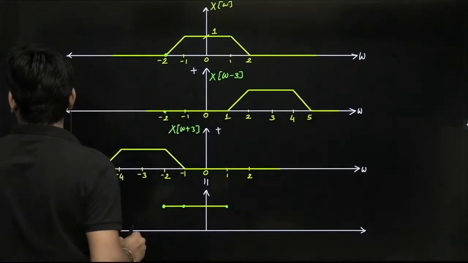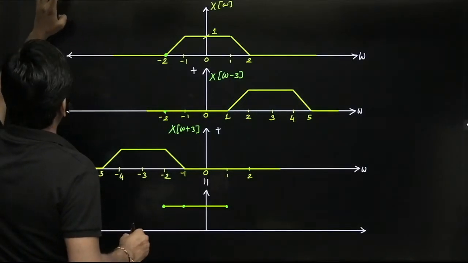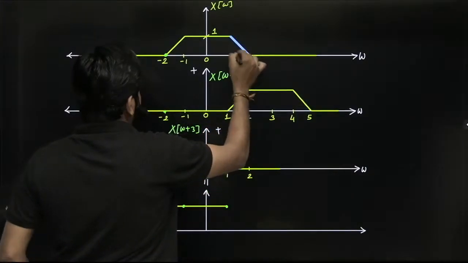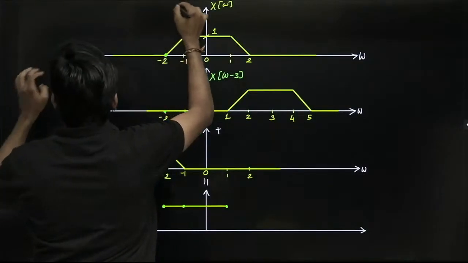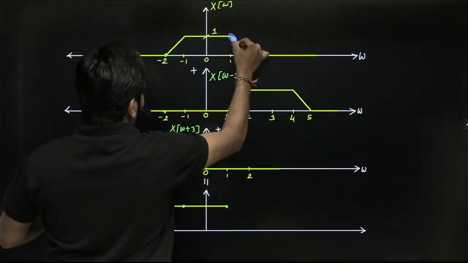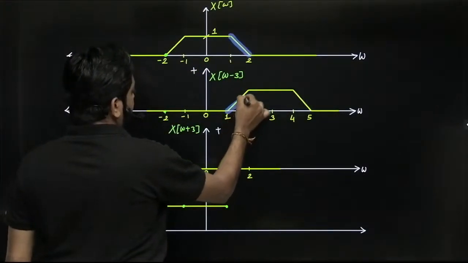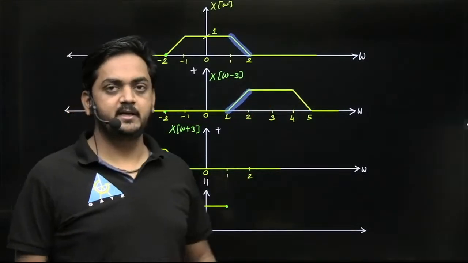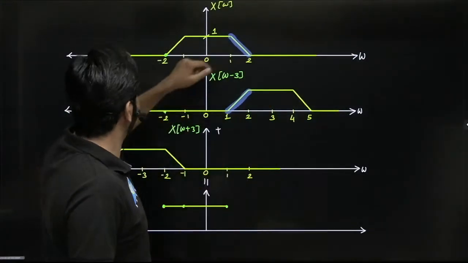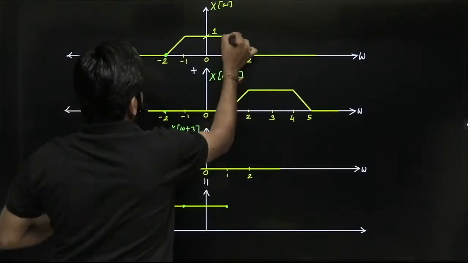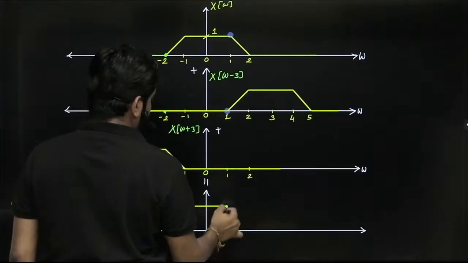Similarly, right side also, guys. Here the slope is -1, and here the slope is +1. So again the overall slope will be 0, but the amplitude is constant, you can say. You can see, guys, here this is 1 plus 0, which is equal to 1.